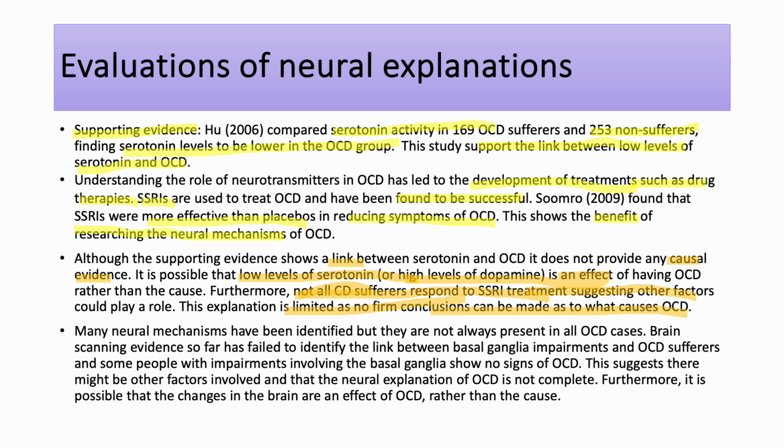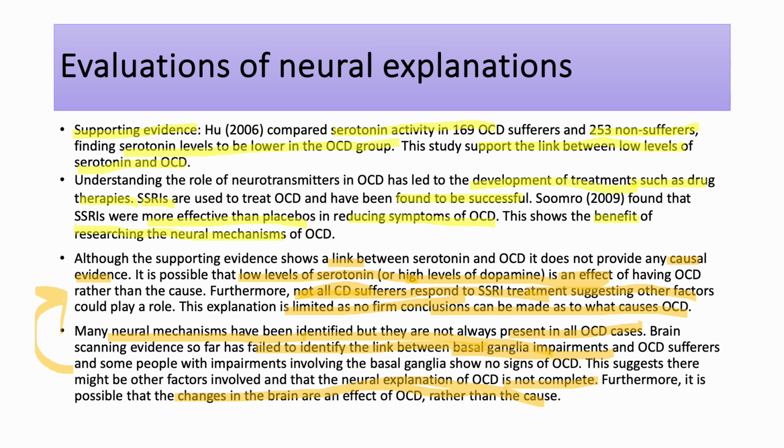And then finally, whilst many neural mechanisms have been identified, they're not always present in all OCD cases. Brain scans so far have failed to identify the link between another part of the brain, the basal ganglia, and people with OCD. So there might be other factors involved. Again, similar to this point here about serotonin, what came first, the chicken or the egg? What came first, the damage to the brain or the OCD? Did the OCD cause the damage to the brain, or did the damage to the brain cause the OCD? That's something that is not quite clear. So again, an incomplete explanation of OCD. And it's possible that the changes in the brain are an effect rather than a cause.